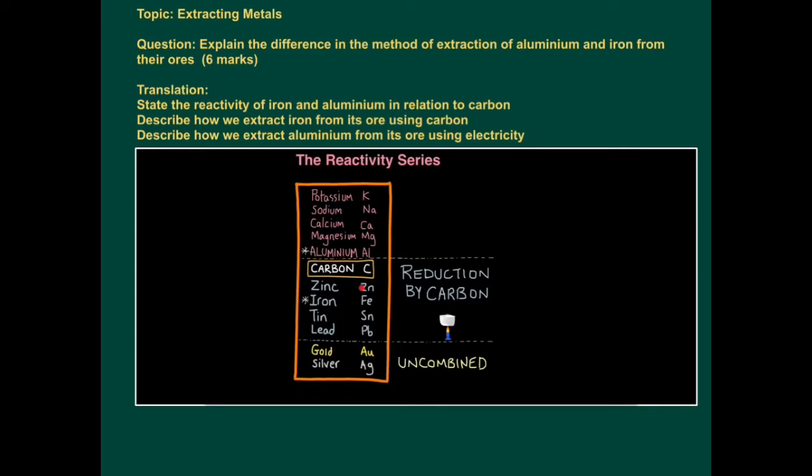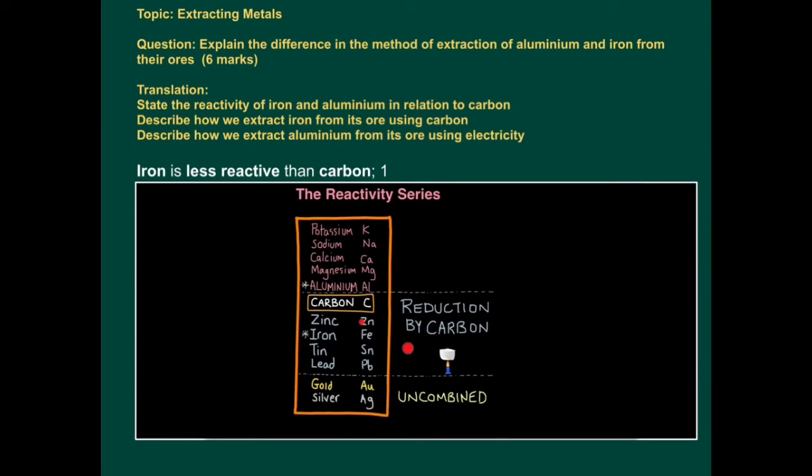This exam application tutorial is on the topic of extracting metals. The question for 6 marks: explain the difference in the method of extraction of aluminium and iron from their ores. So what this is asking you to do is state the reactivity of iron and aluminium in relation to carbon, and then describe how we extract iron from its ore using carbon, and then we describe how we extract aluminium from its ore using electricity and not carbon.